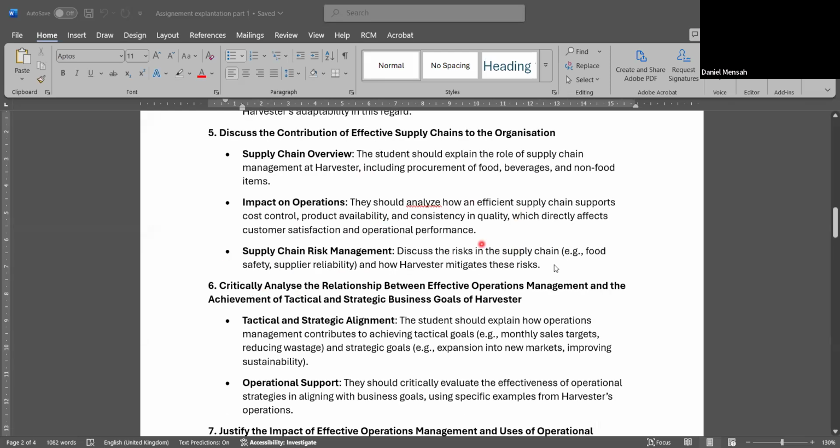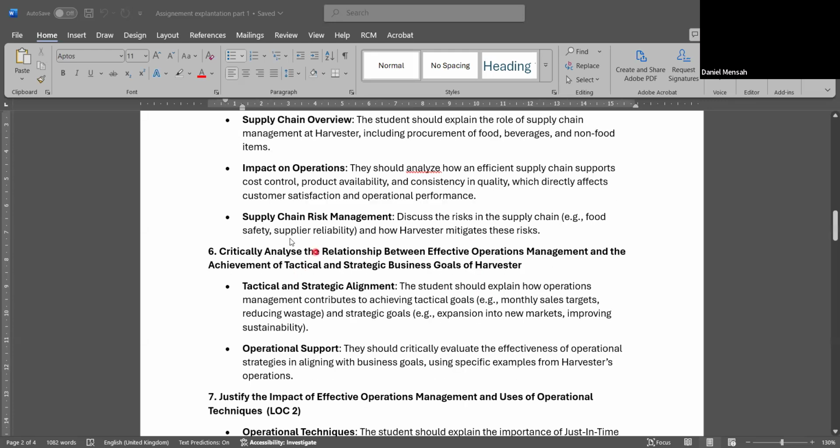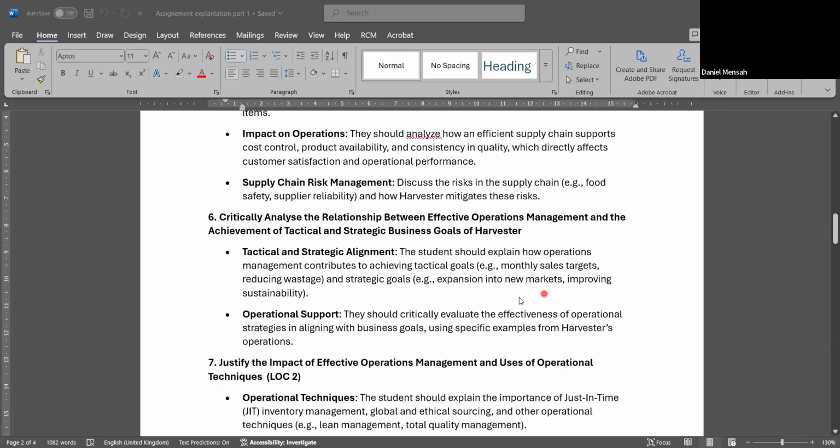Then you can discuss some risks in supply chain management, and from the Harvester organization perspective, you can see what kind of problem they are facing. Maybe there is a supplier reliability issue. Then you can suggest what kind of action to take or what kind of appropriate strategy they are going to use to deal with it. Maybe they are contacting more than one supplier, multiple suppliers. This way you are going to give the mitigation strategies.